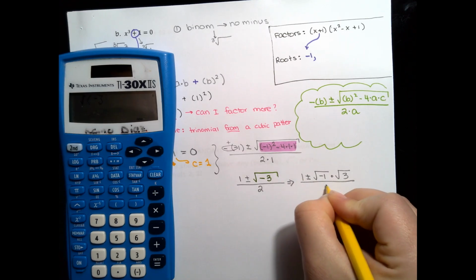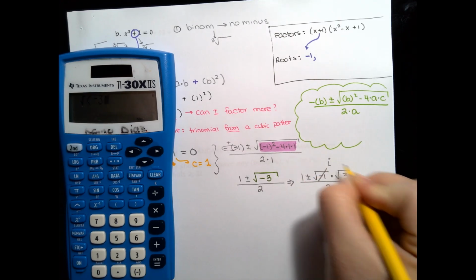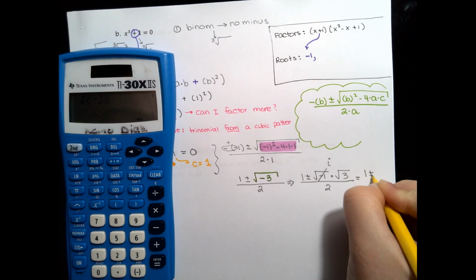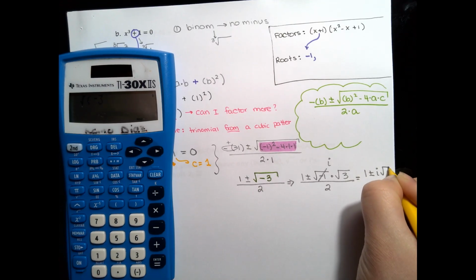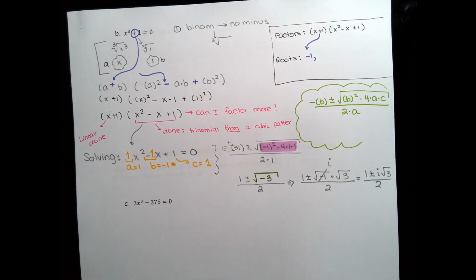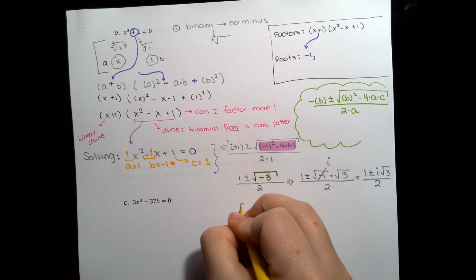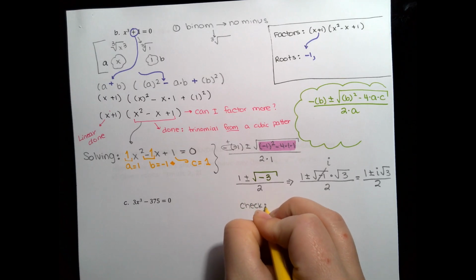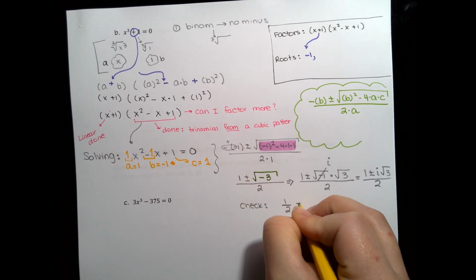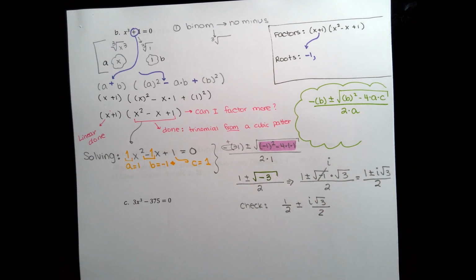So I'm just pulling out that -1 like we did before. Square root of -1 is i. So we get 1 plus or minus i root 3 over 2. If you can simplify, you must simplify, which means here we're going to check by splitting this answer into 2 fractions. And again, outside with outside, inside with inside.